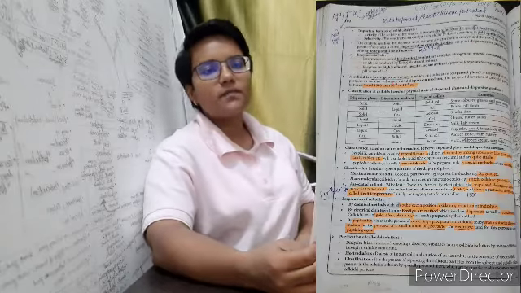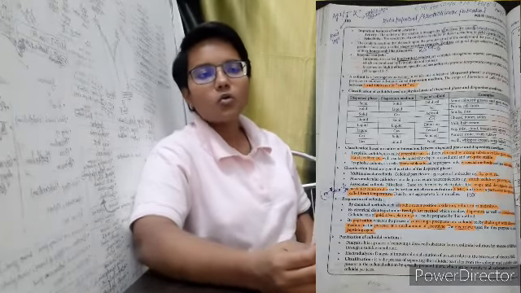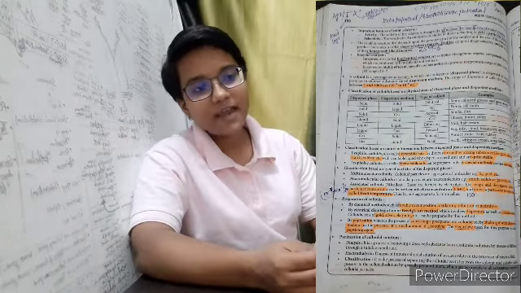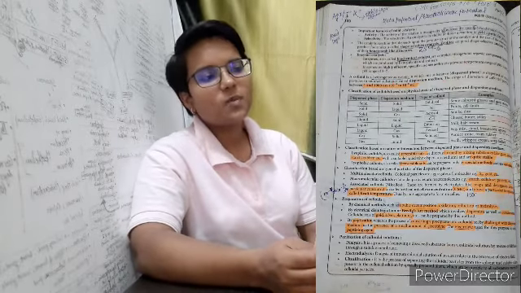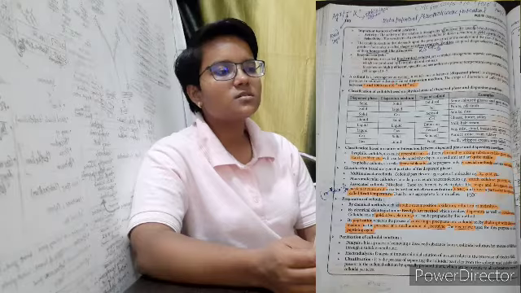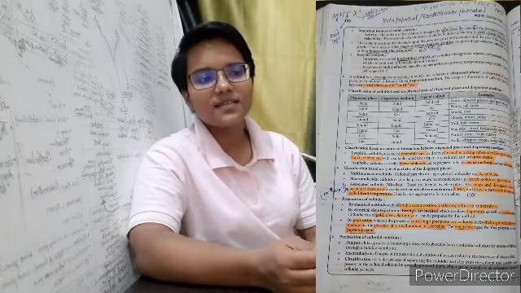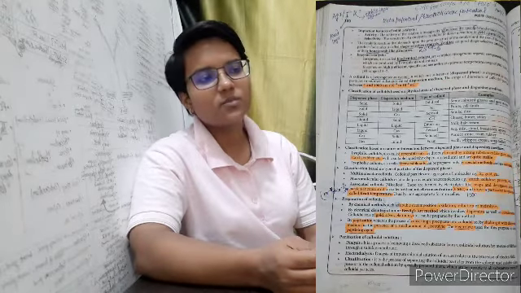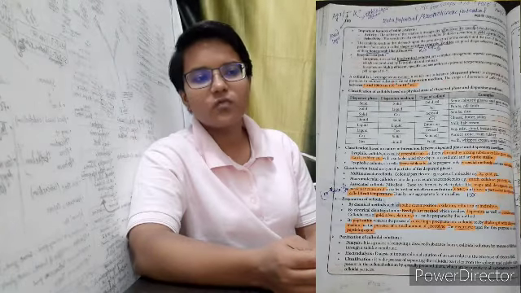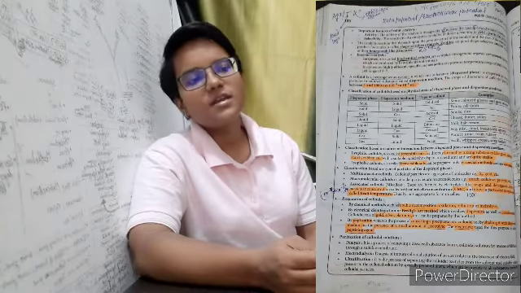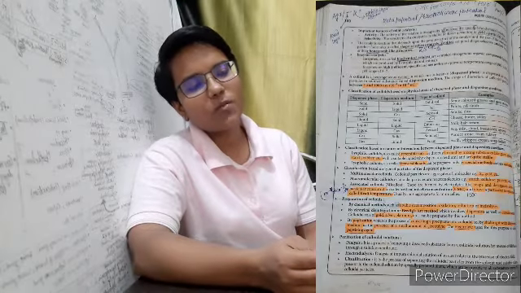A colloid is a heterogeneous system in which one substance, the dispersed phase, is dispersed as very fine particles in another substance called the dispersion medium. The range of diameters of colloidal particles is between 1 and 1000 nanometers, that is 10 to the power minus 9 to 10 to the power minus 6 meter.